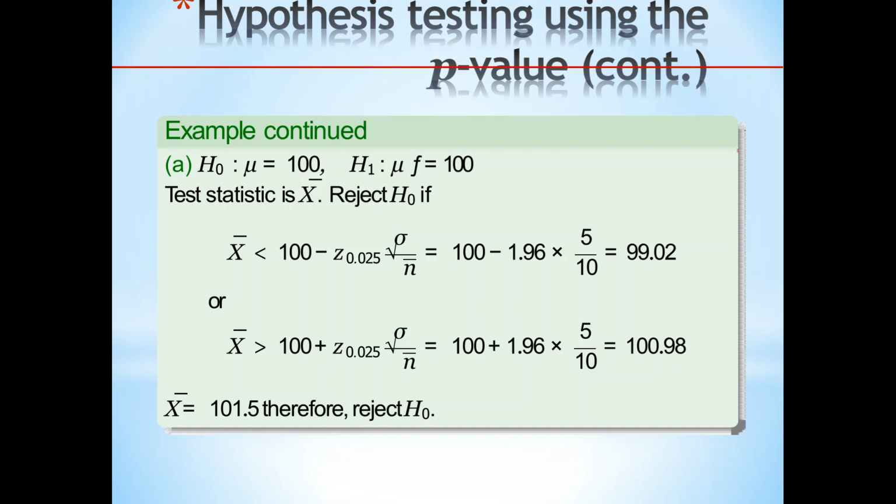So it is a two-tailed test, so we have to find the lower and upper boundary of the critical region, and after calculating we get 99.02 and 108.98 respectively. And the x bar is 101.5, which lies towards the upper boundary. So it rejects the null hypothesis since it lies in the critical region.